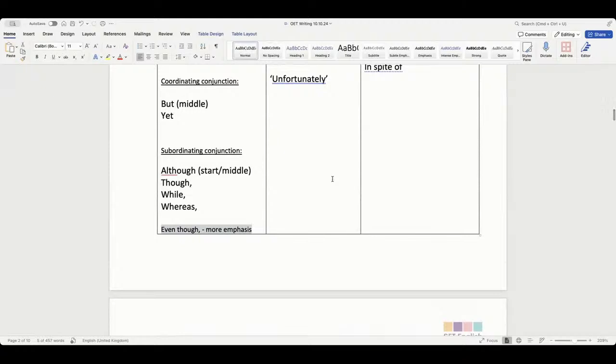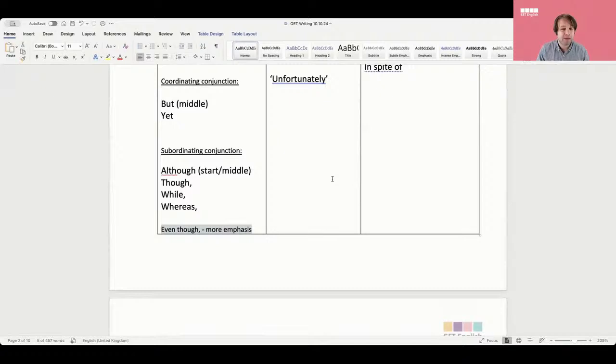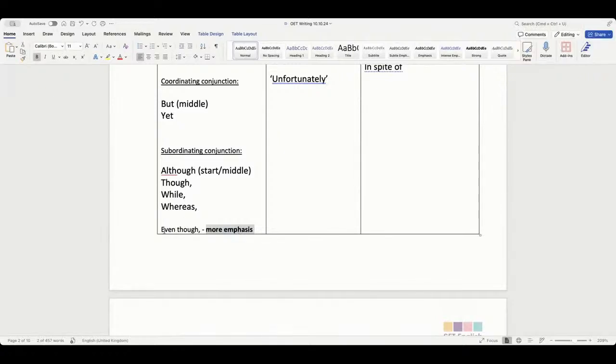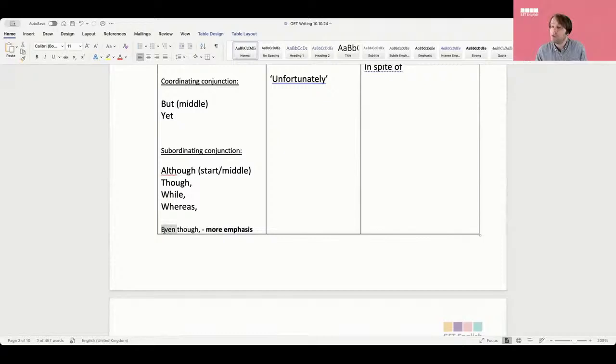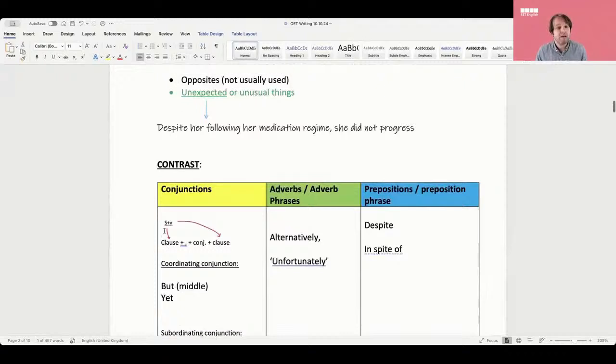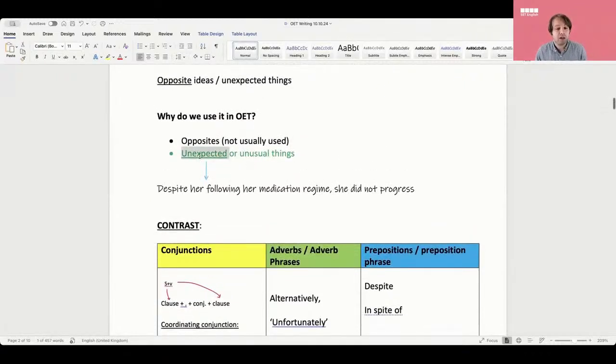Even though I studied OET 20 hours every day, I didn't pass the reading, for example. I'm kind of putting more emphasis on the contrast. Does that make sense? Like, I did everything I should do, but it still didn't happen, right? So it would be very strong, unexpected. That's even though.